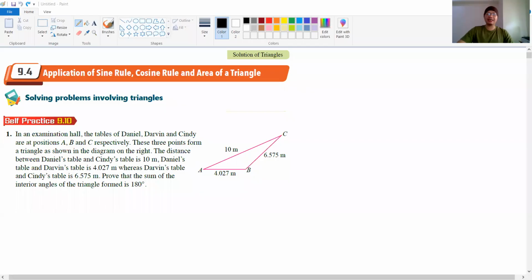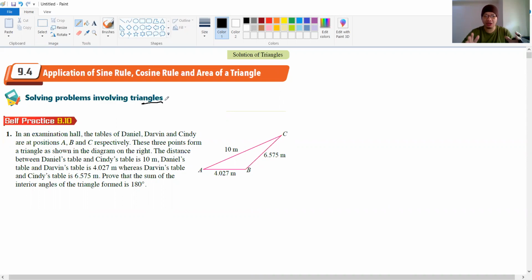I will share with you guys the 9.4 exercise. Okay, sekejap ya, this one. Guys, this is 9.4, the final subtopic of chapter 9, Form 4, solving problems involving triangles. So how to solve the problem?